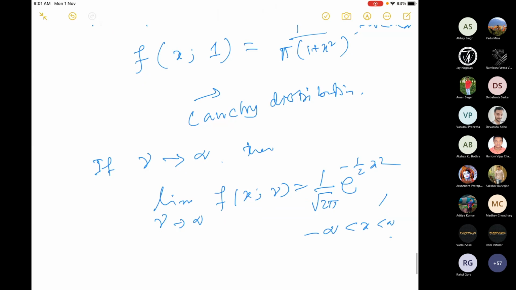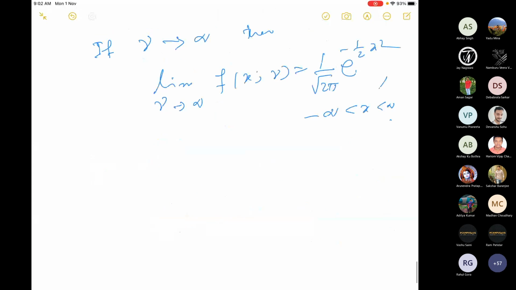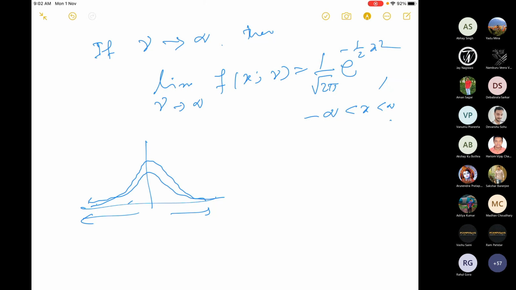So what does this mean? If you want to plot this, because it is defined for both minus and plus infinity, it will look similar to normal, but it is a totally different distribution. It will go like this for nu equal to something like 1 or 2. And if nu is very large, then it will be approximately normal. Let's say nu tends to infinity, then it is like a normal. So this is what it means.